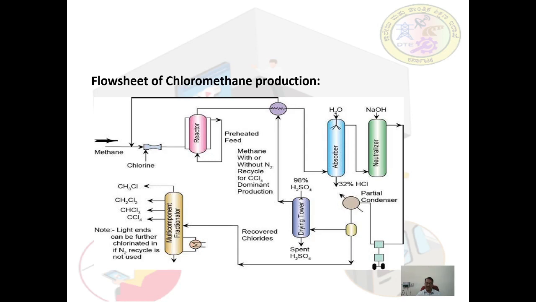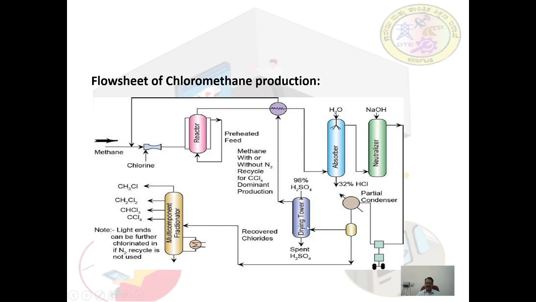The gas is then compressed and sent to a partial condenser followed by a phase separator. This is the phase separator. The phase separator produces two streams, namely a liquid stream consisting of the chlorides and unreacted chlorine and nitrogen. The gaseous product enters the dryer.